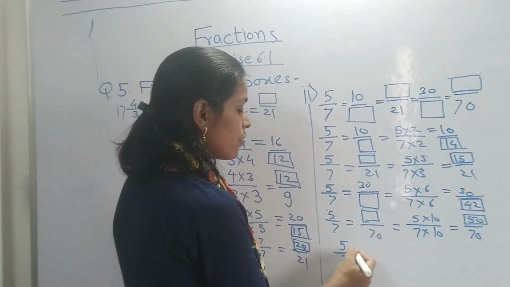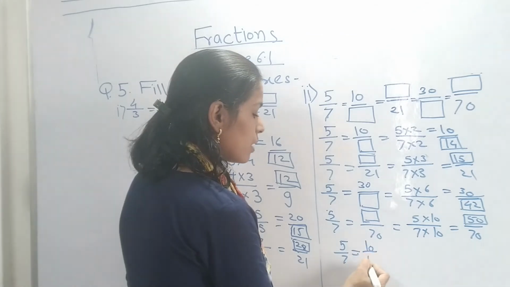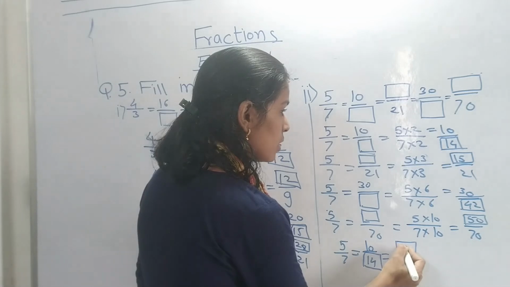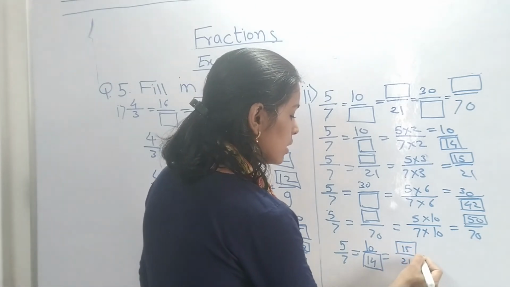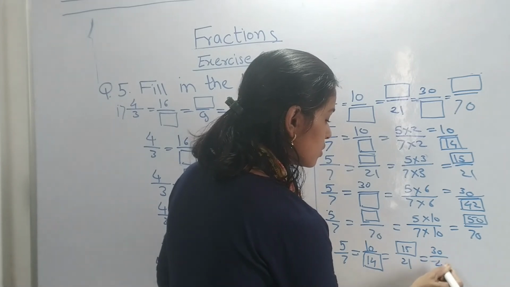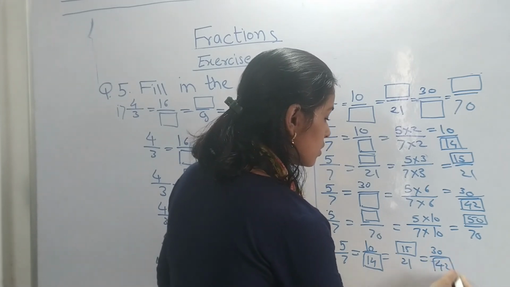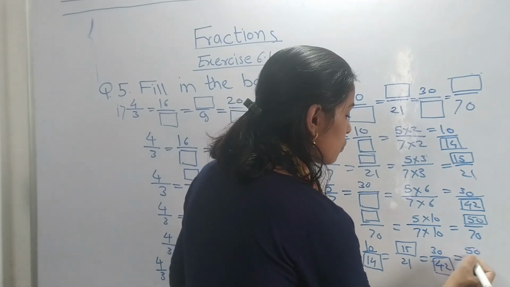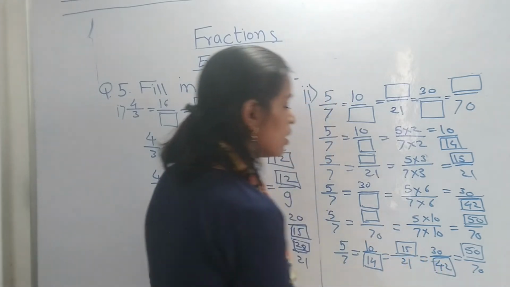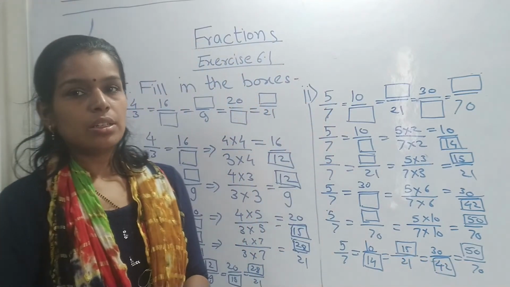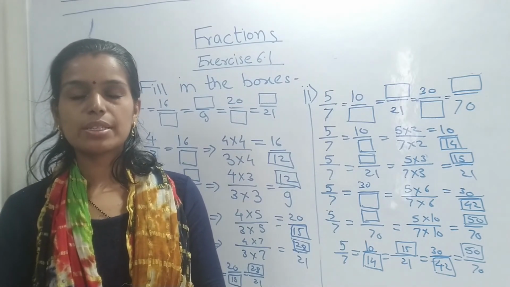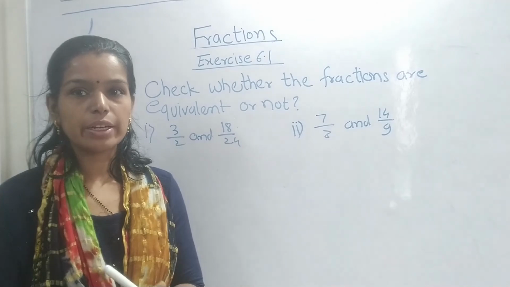So therefore 5 by 7 is equivalent to 10 by 14. It is equivalent to 15 upon 21. It is equivalent to 30 upon 42. And it is nothing but equal to 50 upon 70. In this way, you have to write the equivalent fractions like this, by using the question, fill in the boxes. Okay. Hope it is clear to you. Last question based on equivalent fraction.